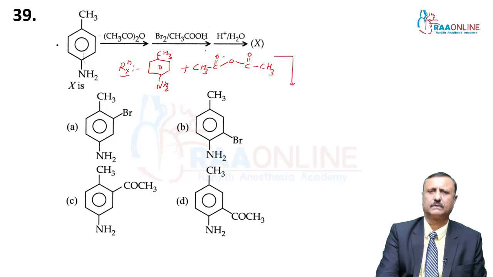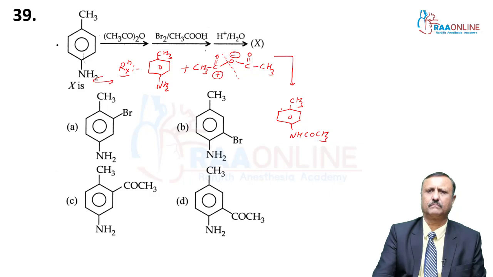When these groups attack this group, you can see that positive charge is present on this acyl group and negative charges are present in this group. So my dear students, this hydrogen atom is removed from this side to form the compound CH3NHCOCH3. This compound is formed and acetic acid is removed.